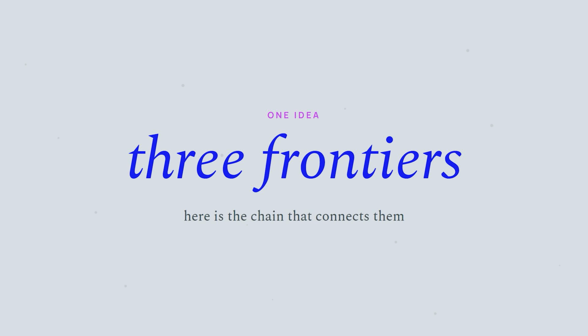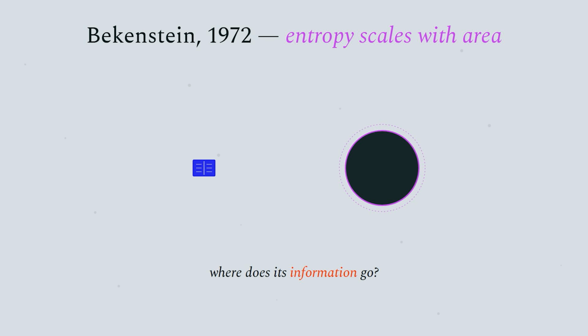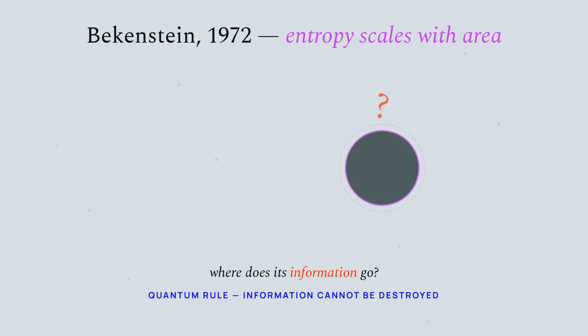Here is the chain that connects them. In 1972, Jacob Bekenstein was a young physicist with a quiet but radical question. If you throw a book into a black hole, where does its information go? Quantum mechanics has a sacred rule: information can never be destroyed. But a black hole seems to swallow it forever. Bekenstein's insight was to look at entropy. He proved that when matter falls into a black hole, the entropy does not disappear.